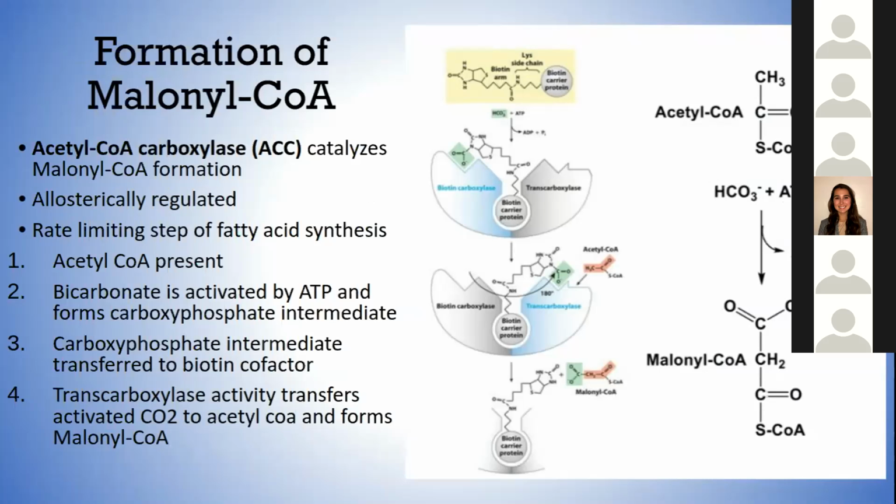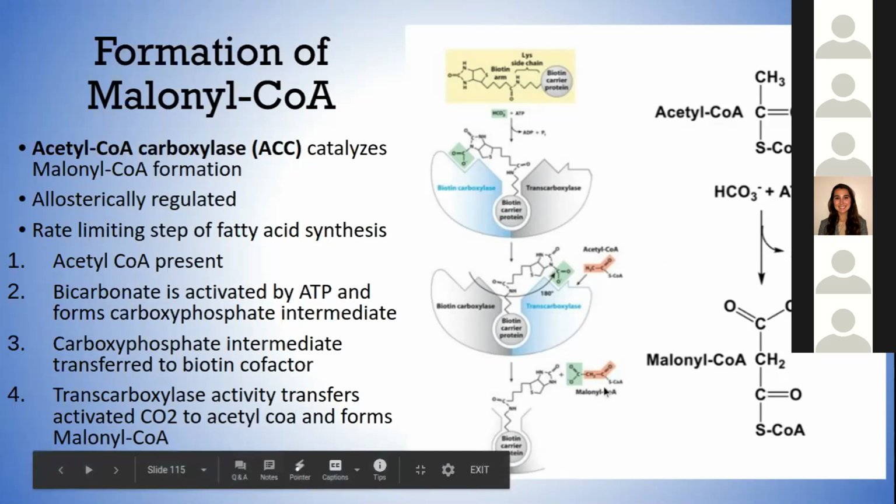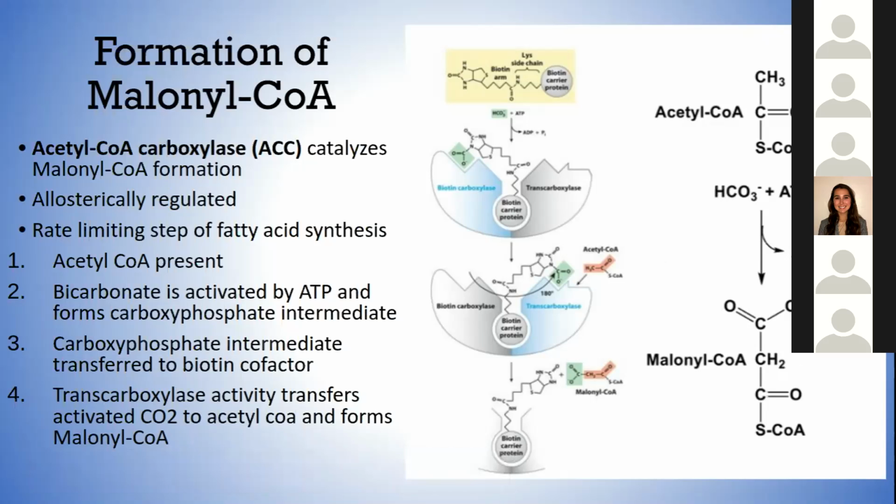And our transcarboxylase activity is going to transfer the activated CO2, basically, to make our malonyl-CoA. So we're going to take it from our acetyl-CoA to our malonyl-CoA. If you just think about transcarboxylase, you're just moving a CO2 group onto acetyl-CoA to make malonyl-CoA, this final intermediate that we're going to use later on in making fatty acids.